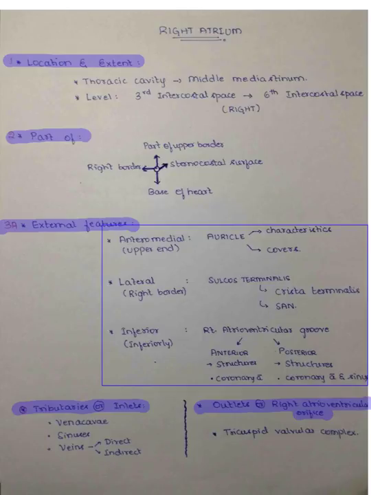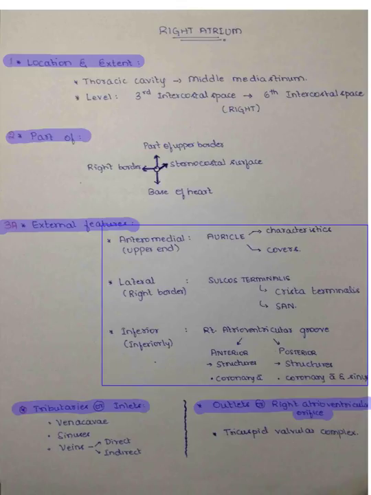Let's discuss right now about the right atrium. The right atrium can be studied under four headings: the location, the extent of it, the features of it, and the clinical aspects. So let's go one by one. Let's start with the location and extent.